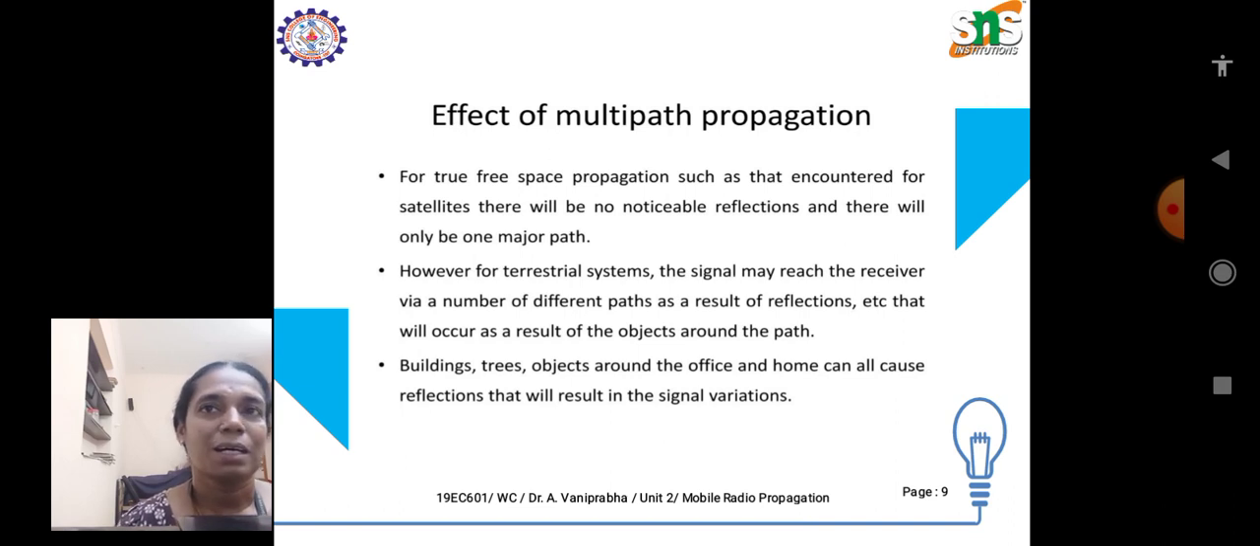However, for commercial systems or terrestrial systems, the signal may reach the receiver through a number of different paths as a result of reflection, diffraction, scattering, etc. That will occur as a result of the objects around the path. Buildings, trees, objects around the office and home can cause all the reflections that will result in the signal variations.